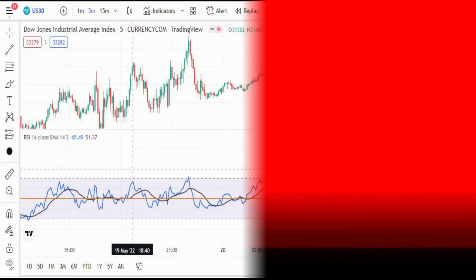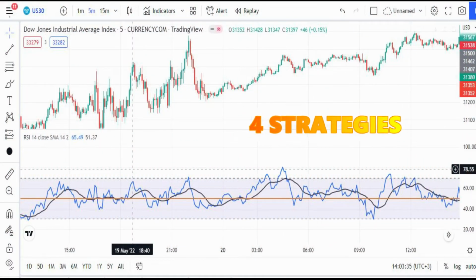This indicator is compatible with all stock, crypto, and forex markets. Please keep watching to the end to get all the benefit from this video. You will learn in this video what the RSI indicator is and how to use it with 4 different strategies to grow your risk to reward ratio and make your trades more profitable.